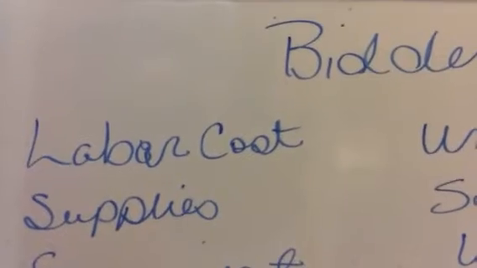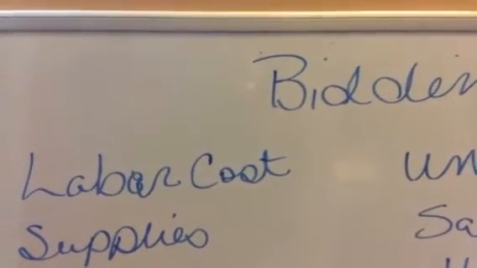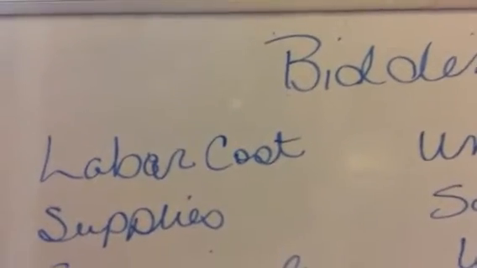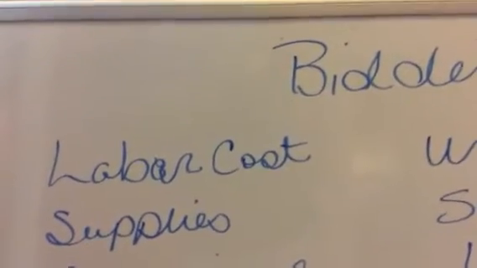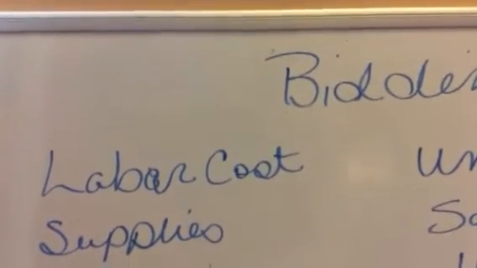Then you have your supplies. Calculate what you assume they will be after you've done your walkthrough. This is when you're coming up with your bid, because you've already done your walkthrough. Think about what the supplies are going to be. Weekly, or I prefer monthly, what your monthly supplies are going to be for that account. Add that into your labor costs.